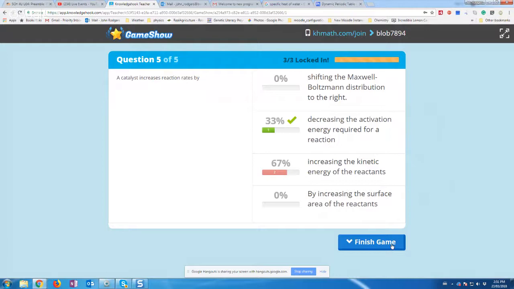Wait, so it was increasing the kinetic energy of the reactants? No, it was not. That's what temperature does. Was it the surface area? No, that's what grinding up the reactants does. Was it the Maxwell-Boltzmann distribution? No, that's what increasing temperature does. It was the activation energy required? Correct, yes. That's the one that's marked in green.